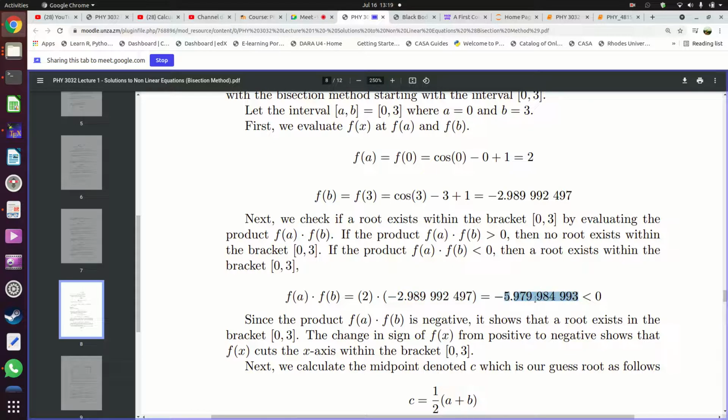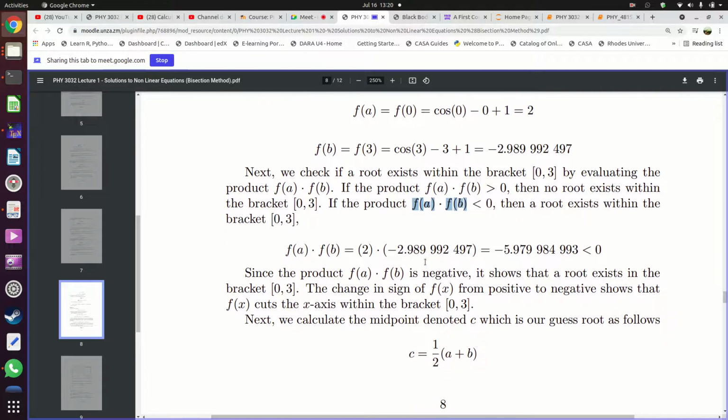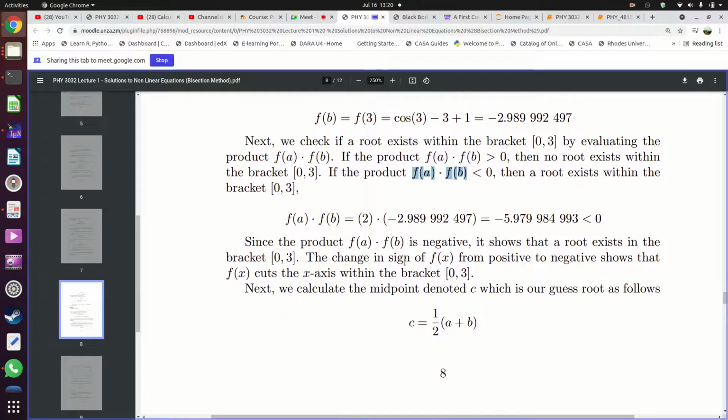Since this number is negative, it shows you that it's less than 0. And from what we have here, if the product is less than 0, then it shows that there is a root which exists in that bracket. So since our product f of a times f of b is negative, it shows that a root exists in our bracket 0,3. So basically, the negative sign is trying to show you that our function f of x has changed sign. In our case, it has moved from positive to negative, and it has cut the x-axis somewhere between 0 and 3.